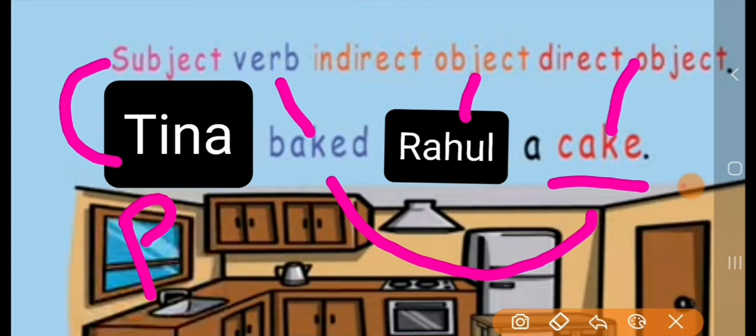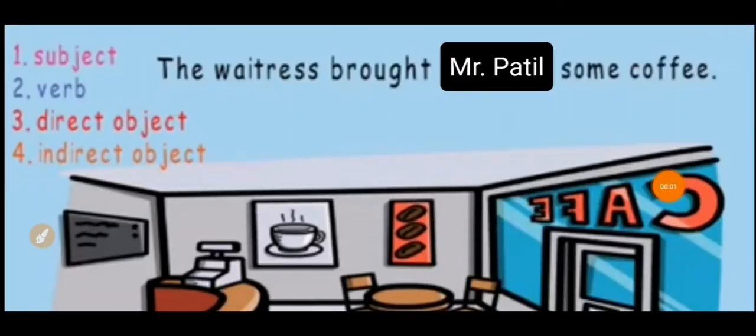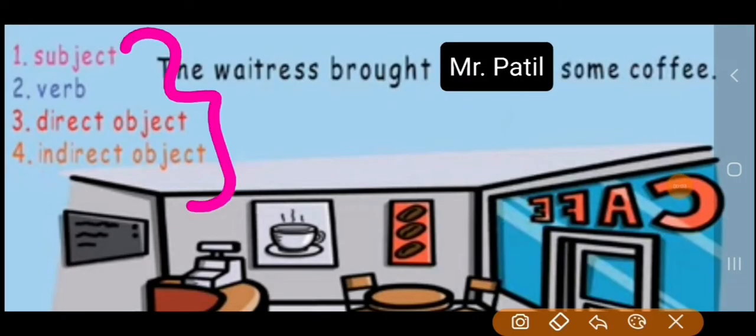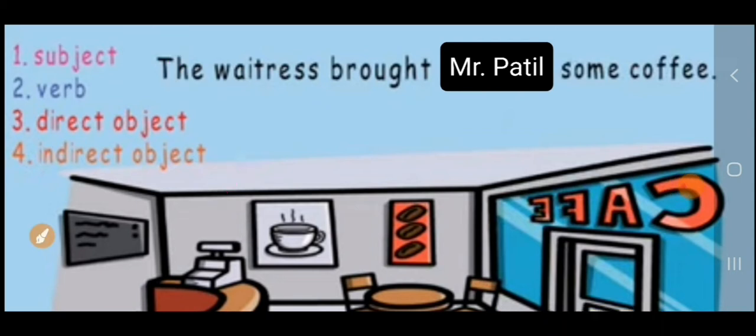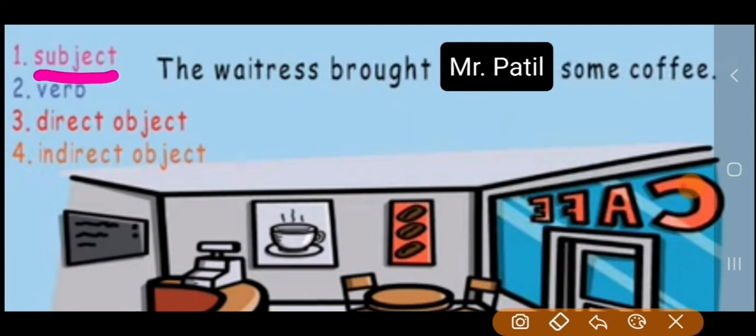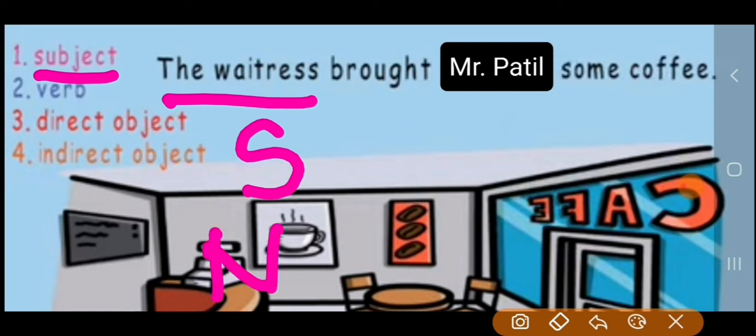Children, you must be thinking, could we practice some more? Sure, we can. Children, we will follow these steps and look for the clues. The waitress brought Mr. Patil some coffee. First, we need to find the subject. Who or what is the sentence about? Well, the sentence is about the waitress. So, waitress is my subject. She is a person. Waitress is a noun.